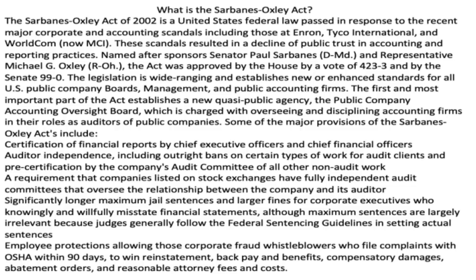The first and most important part of the act establishes a new quasi-public agency, the Public Company Accounting Oversight Board, which is charged with overseeing and disciplining accounting firms in their roles as auditors of public companies. Some of the major provisions of the Sarbanes-Oxley Act include certification of financial reports by chief executive officers and chief financial officers, auditor independence, including outright bans on certain types of work for audit clients and pre-certification by the company's audit committee of all other non-audit work.